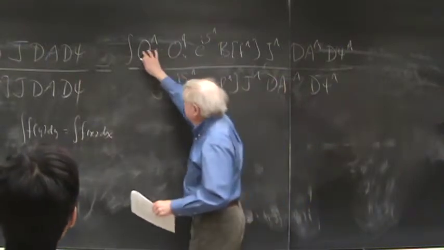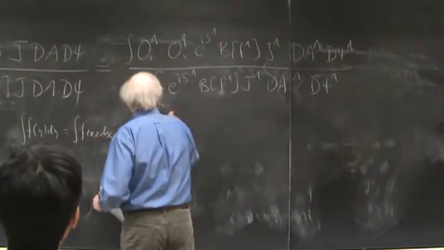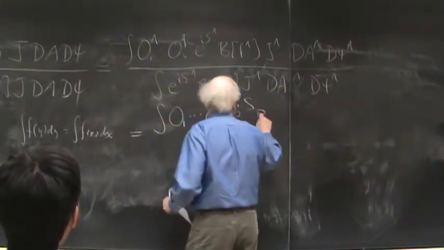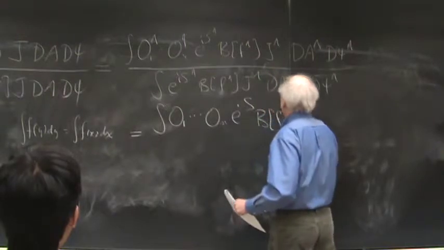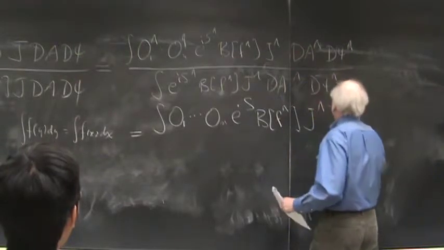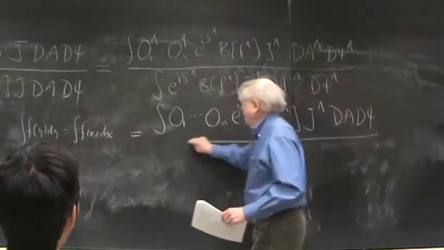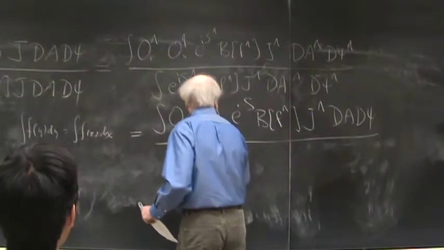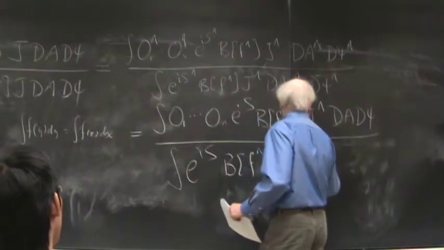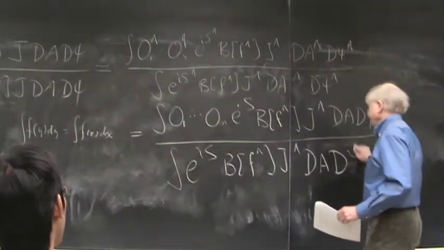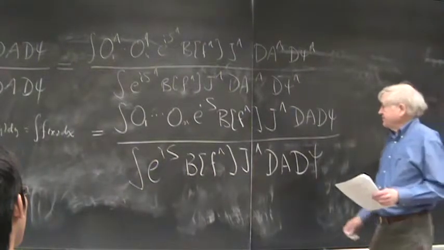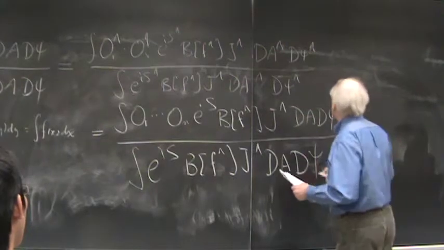Okay, so this is gauge invariant, that's gauge invariant, these guys are gauge invariant. So we can write this then as O1, ON, e to the iS, but B is not gauge invariant, maybe because F isn't, J isn't, and then we have DA, D psi, divided by the integral of e to the iS, B of F lambda, J lambda. All right, so that's where we are. Now, let's figure out what this J lambda is.